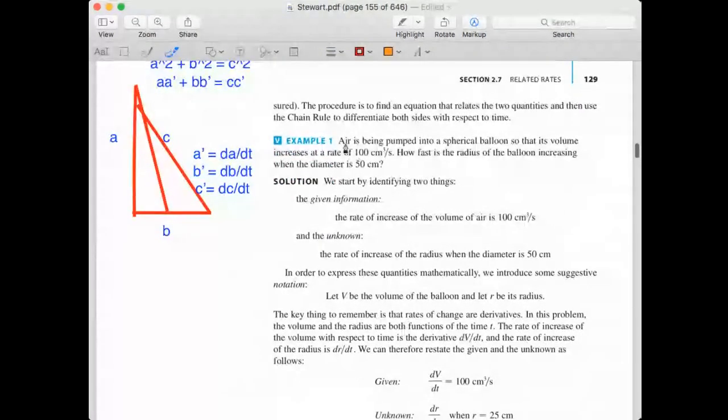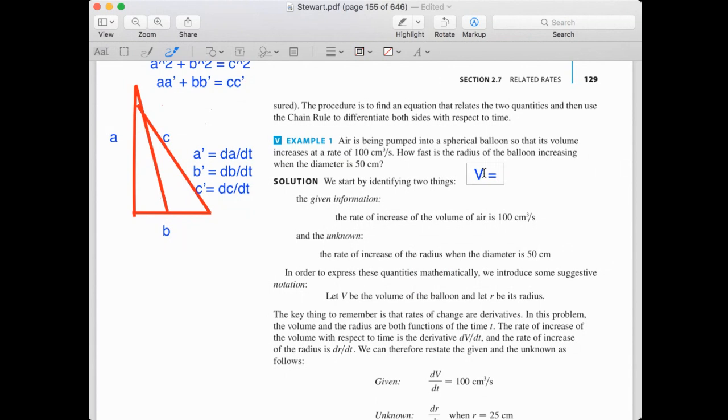Example 1. Air is being pumped into a spherical balloon, right? Think about someone's birthday party, you blew the balloon, so that its volume increases at a rate of 100 cubic centimeters per second. All right, so this gives us the rate of change of the volume. Let's call the volume V.